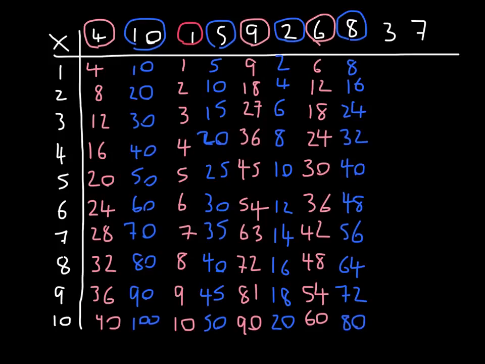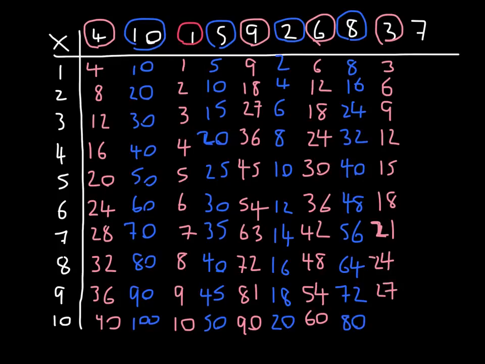Getting closer to the end, and we'll get our 3 times tables now. 1 times 3 is 3, 2 times 3 is 6, 3 times 3 is 9, 4 times 3 is 12, 5 times 3 is 15, 6 times 3 is 18, 7 times 3 is 21, 8 times 3 is 24, 9 times 3 is 27, and 10 times 3 is 30.